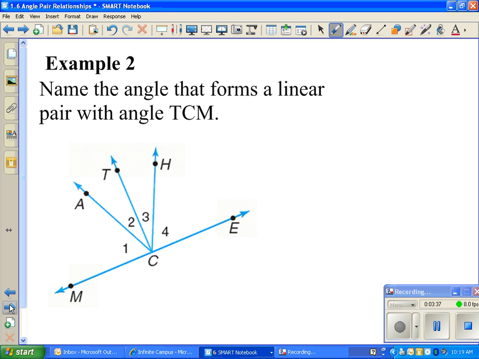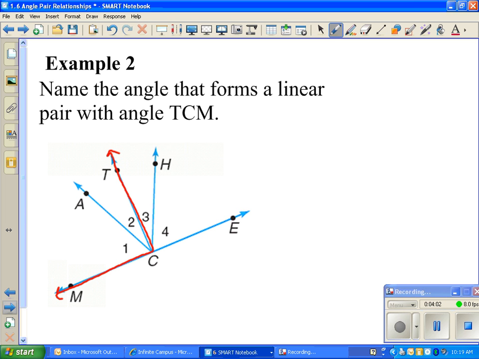Okay, so here we go. We're going to name the angle, so we have to name it correctly. The angle that forms a linear pair with the angle TCM. Well, the easiest thing to do is look where TCM is. TCM is right here. And we want to see the angle that is a linear pair with it.